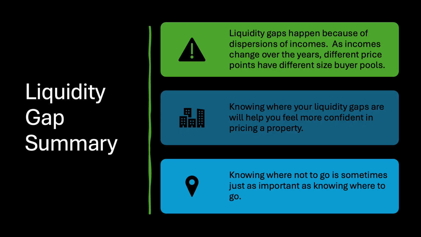Liquidity gap summary. Liquidity gaps happen because of dispersions of incomes in different marketplaces. It's very, very important to know where the liquidity gaps are in different markets and different products. Why? Because on paper, your CMA could tell you that this home is 1.85 million, and so you put it on the market for 1.85 million. You could do that. You could follow your metrics: 30 days or 18 people walk through the front door, you move the price, and eventually you probably find the market.